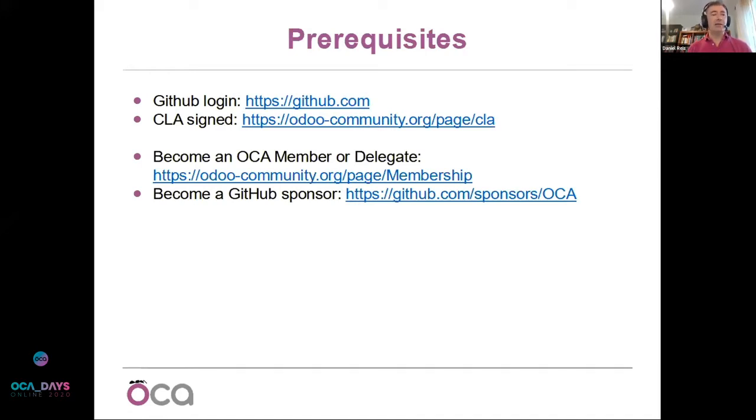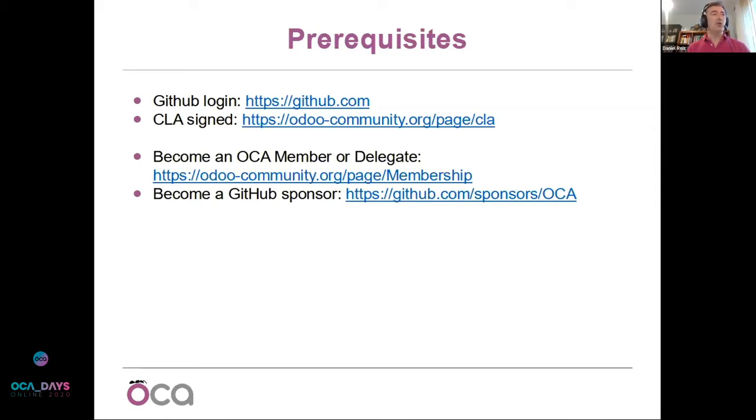Next, last but not least, I invite you, if you're not yet, to become an OCA member or even a delegate. And also, if you can, to become a GitHub sponsor. Why? Because the OCA needs money contributions to be able to keep its infrastructure running, to organize events and support the community in general. And we support some projects. We've been partially funding Open Upgrade.